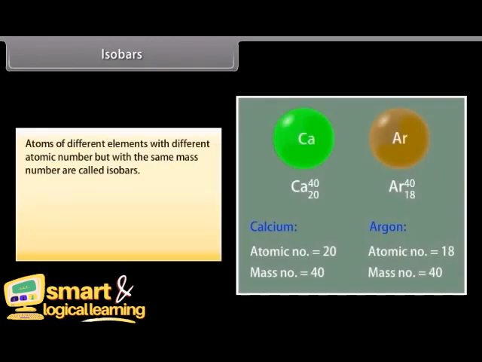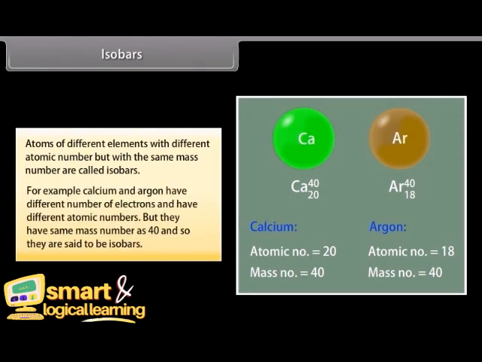Isobars. Atoms of different elements with different atomic numbers but with the same mass number are called isobars. For example, calcium and argon have different numbers of electrons and have different atomic numbers. But they have the same mass number, 40, and so they are said to be isobars.